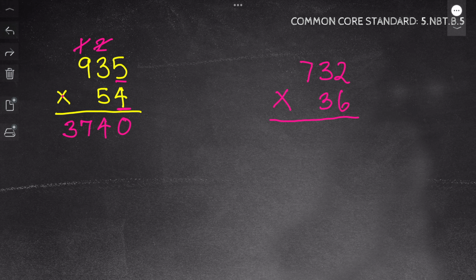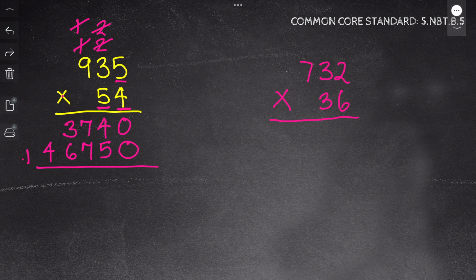Now it's really important, I'm multiplying by my 5, which is in the 10 spot, so I need to annex a 0 here because I'm multiplying really by 50. So 5 times 5 is 25. Regroup my 2 and put my 5. 5 times 3 is 15, plus 2 is 17. Regroup my 1. And then 5 times 9 is 45, plus 1 is 46.